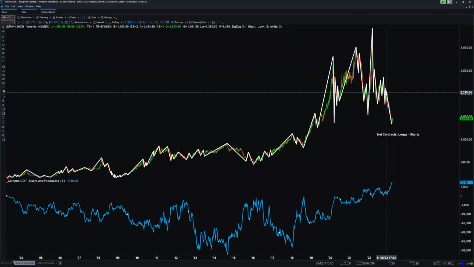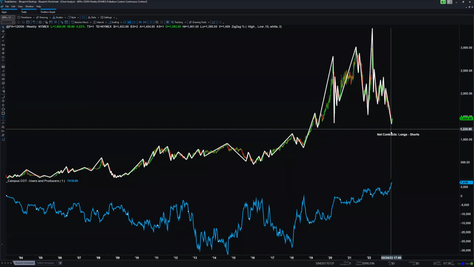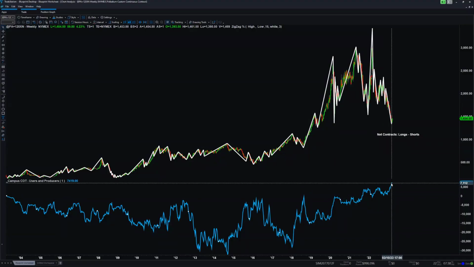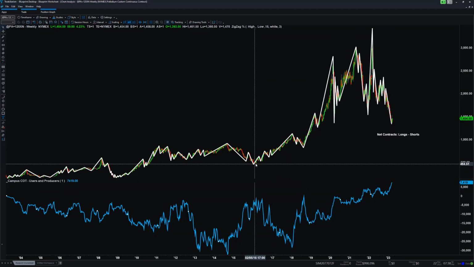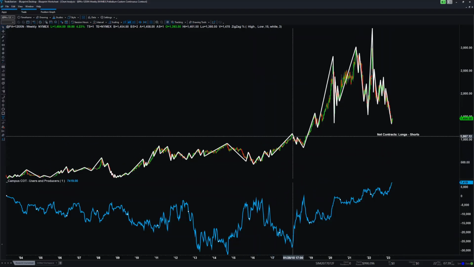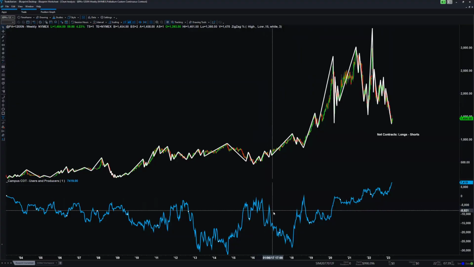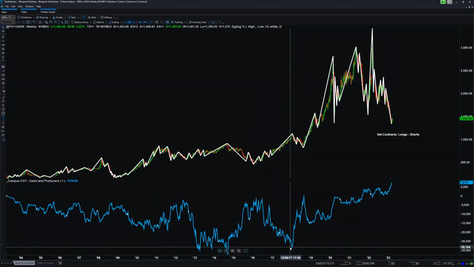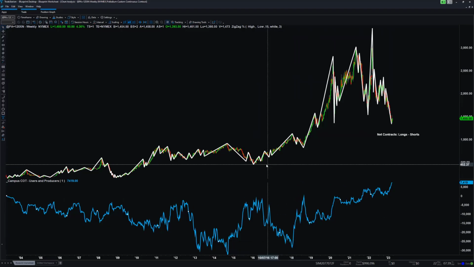Here, for example, we can see that the price of palladium declines and the commercials are buying. And here we can see the price of palladium rallies and the commercials are selling. So it seems like they're wrong, right? It seems like they're doing the wrong thing at the wrong time. However, this is not how we are going to look at it.